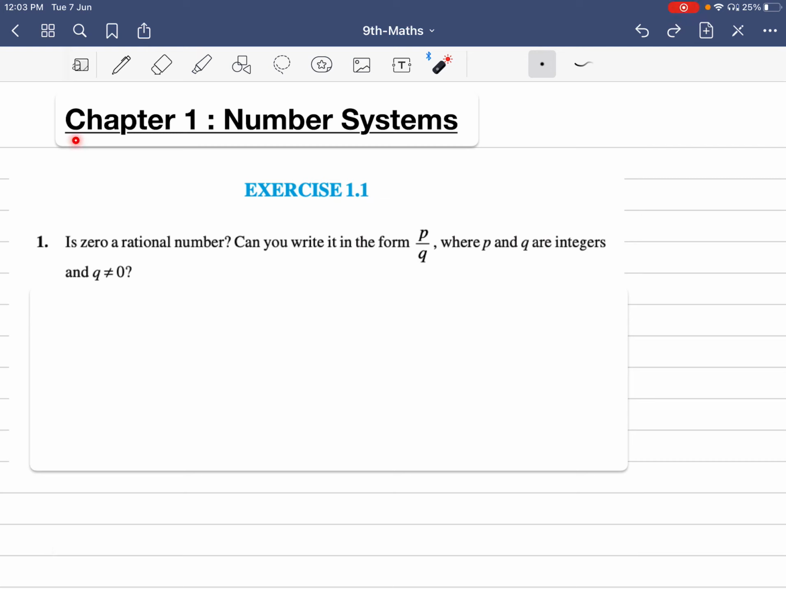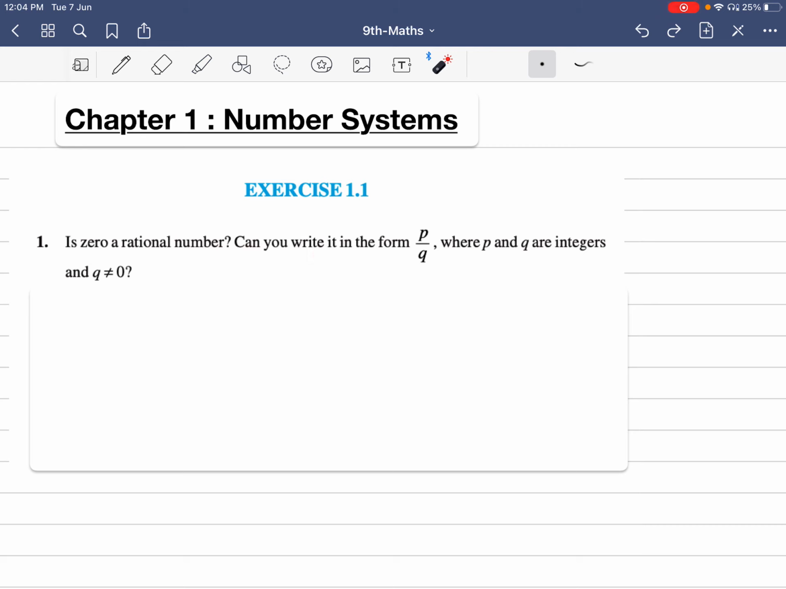So in this video, we are seeing from chapter 1, number systems, exercise 1.1. So we'll start solving the questions mentioned in exercise 1.1. The first question is, let's read the first question. Is 0 a rational number?